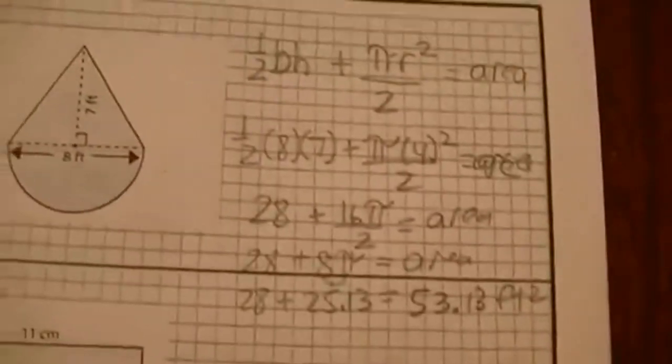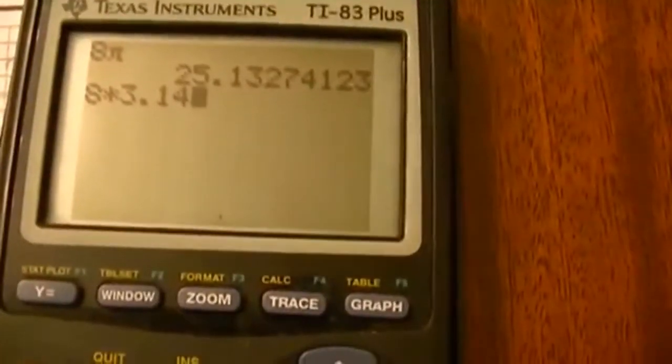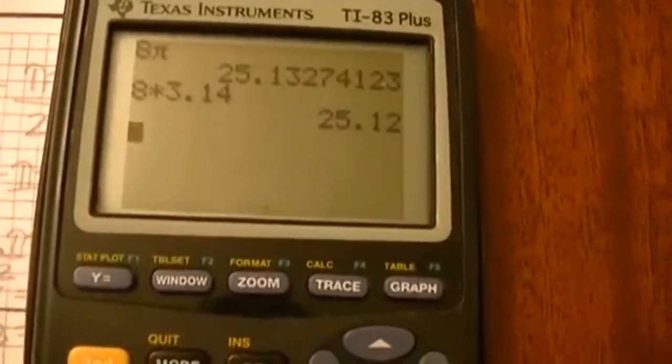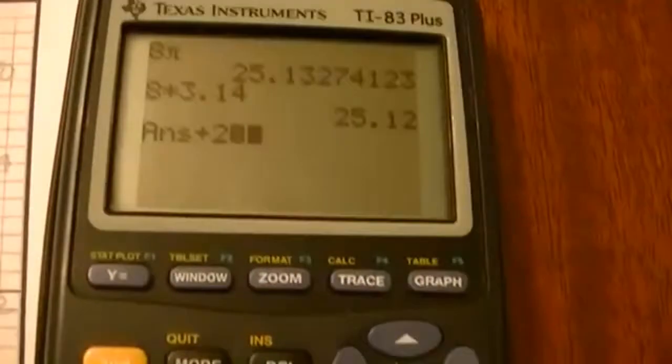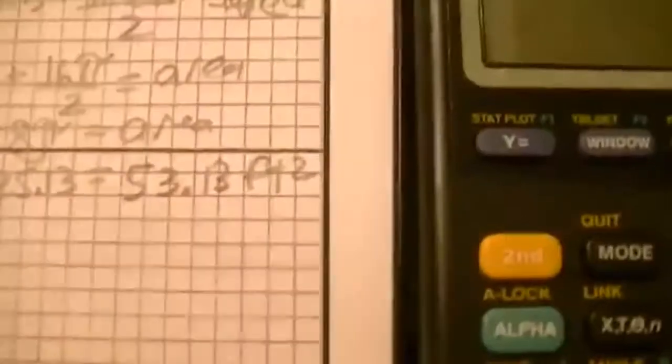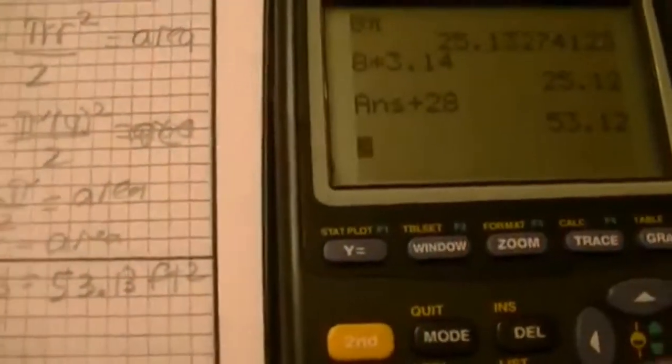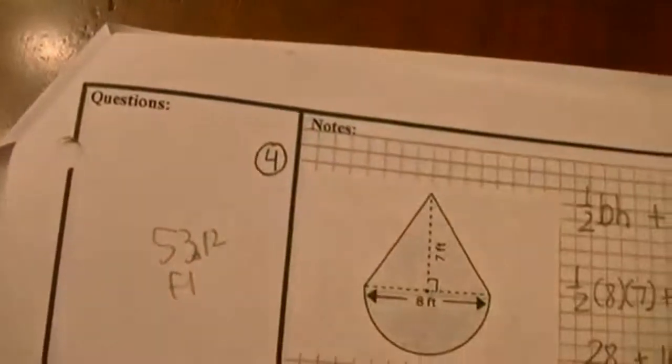And if you use just 3.14, you get 25 and 12/100 plus the 28, 53 and 12/100. See how it just varies slightly? So if you use 3.14, your answer would have been 53 and 12/100 feet. Is it feet? Yeah, feet squared.